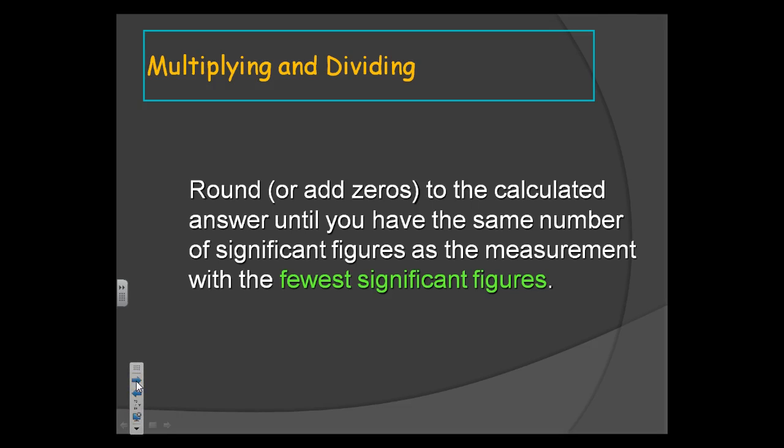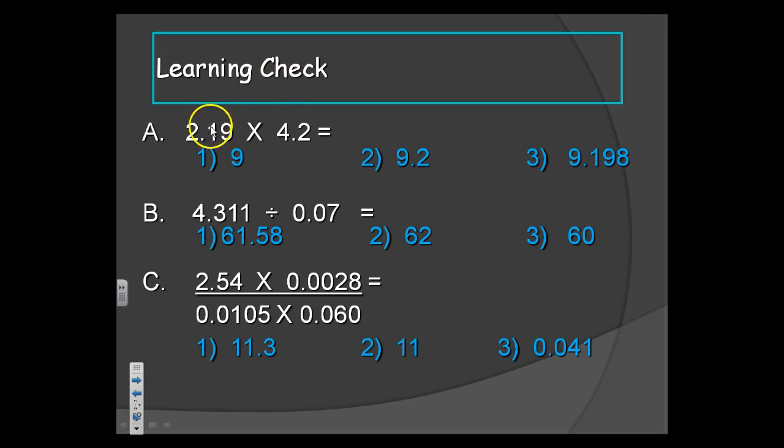The rule for multiplying and dividing is pretty much the same, except we don't deal with decimal places. We deal with sig figs. So you're going to round or add zeros to the calculated answer until you have the same number of sig figs as the measurement with the fewest sig figs. If we look at this one, this number has 3 sig figs. This number has 2 sig figs. So after we put this into our calculator, we're going to need to round our answer so that it only has 2 sig figs, and that makes our answer this.